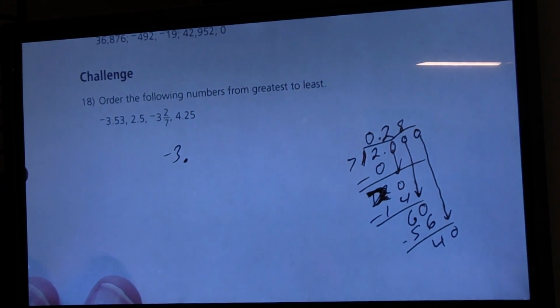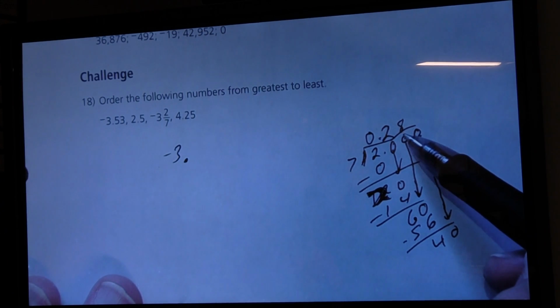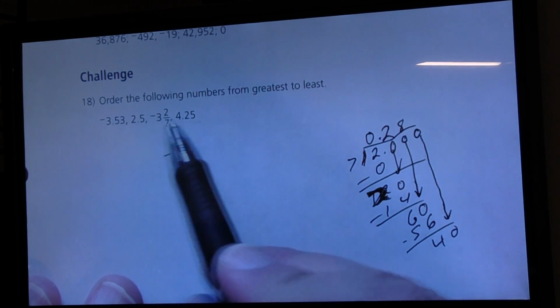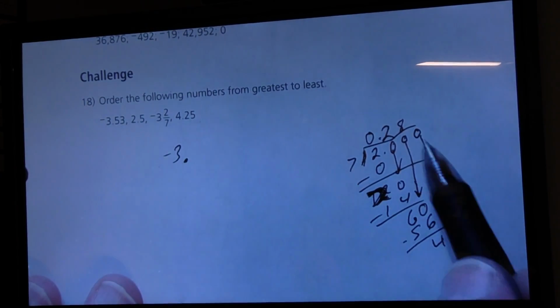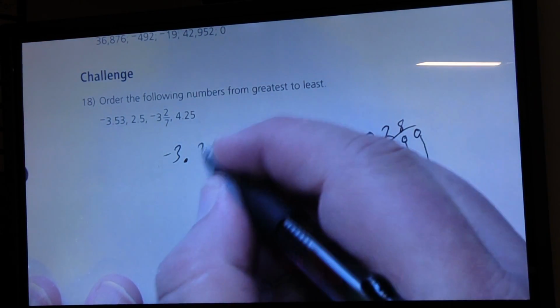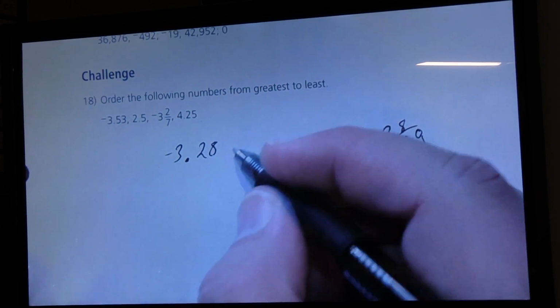Now, I'm not going to go any farther, and the reason is this takes it to the hundredths place value. This goes to hundredths, this goes to tenths, this goes to hundredths. So I'm just going to stop at 28 hundredths. So negative 3 and 28 hundredths.